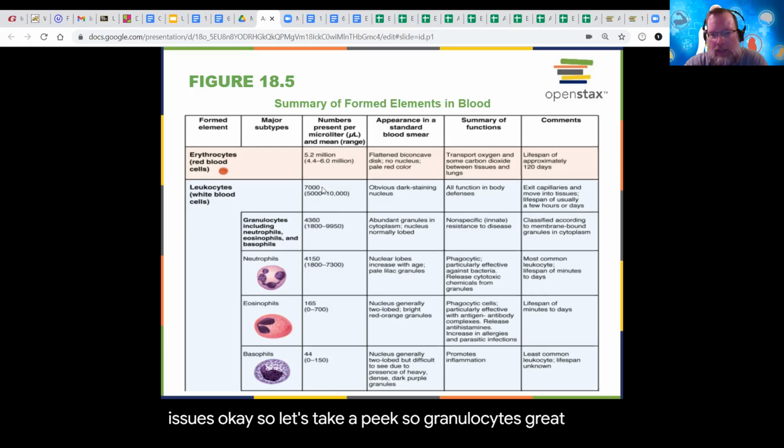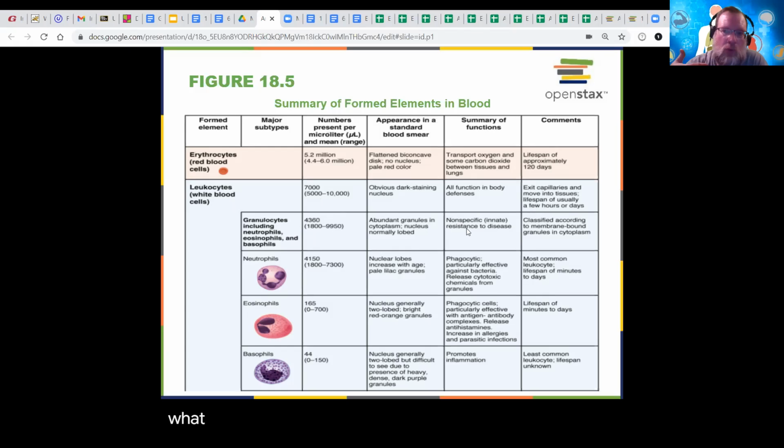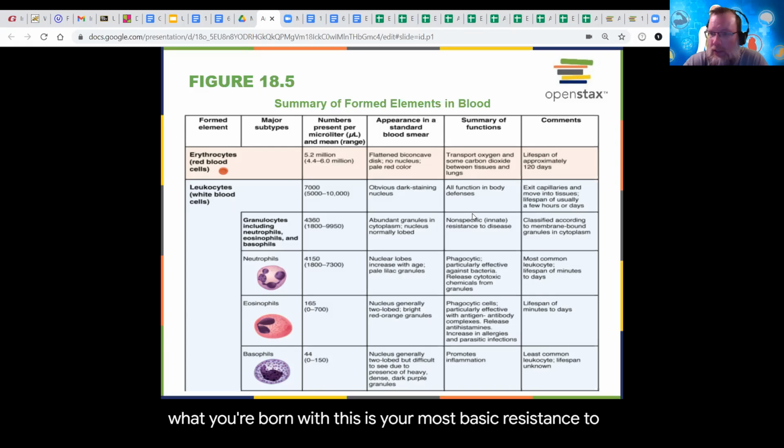Granulocytes. Okay, so out of the 7,000, the granulocytes make up more than half, so about 4,400 out of 7,000. Again, these are non-specific. This has to do with what we call innate immunity, versus acquired immunity. Innate immunity is what you're born with. This is your most basic resistance to disease. That's going to come from these guys.